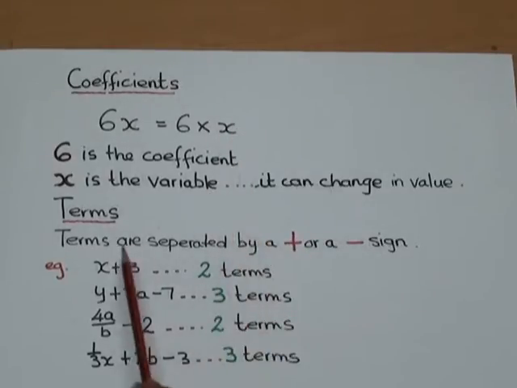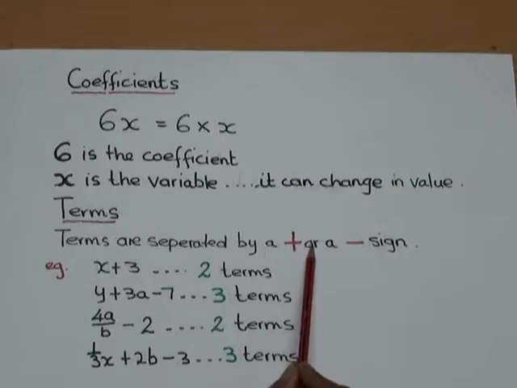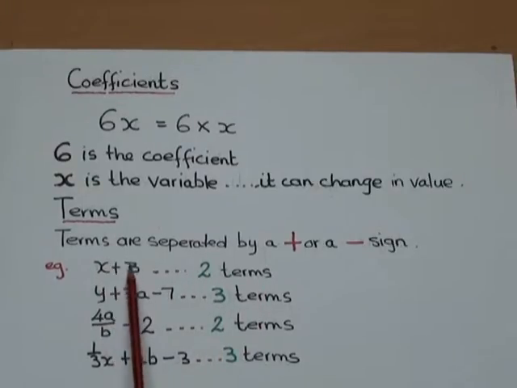Terms. Terms are separated by a plus or a minus sign. For example, x plus 3, there are two terms. x is one term, 3 is another term, separated by a plus sign, two terms. y plus 3a minus 7, there are three terms. There's the plus and the minus.